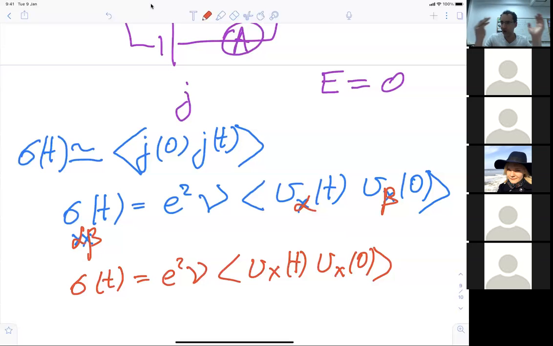Now, this is a very general formalism, not necessarily classical. It also holds in quantum mechanics. In that case, these are quantum mechanical operators, but in the simplest form, if you're interested in the response in the electric current, you just consider the correlation function of these operators.